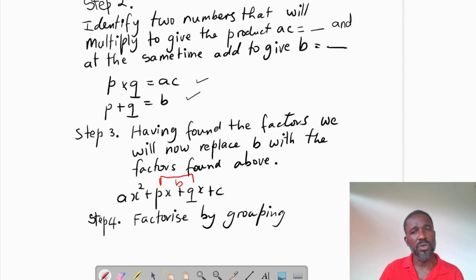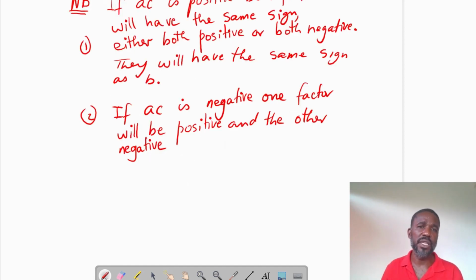And having found those two factors, we are going to replace b with those two factors. And so we are going to have 4 parts to this quadratic expression now, and then we are going to factorize by grouping. So there are some things that we need to remember whenever we are doing this.